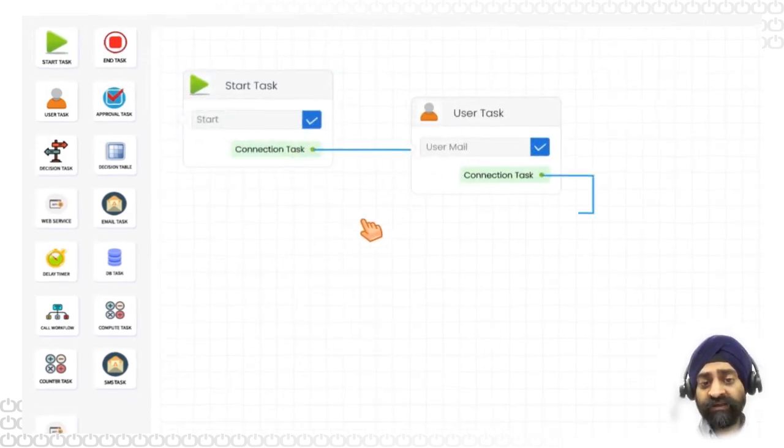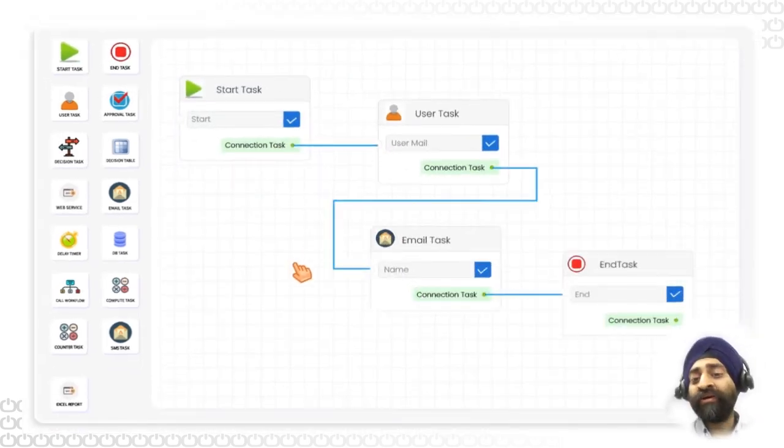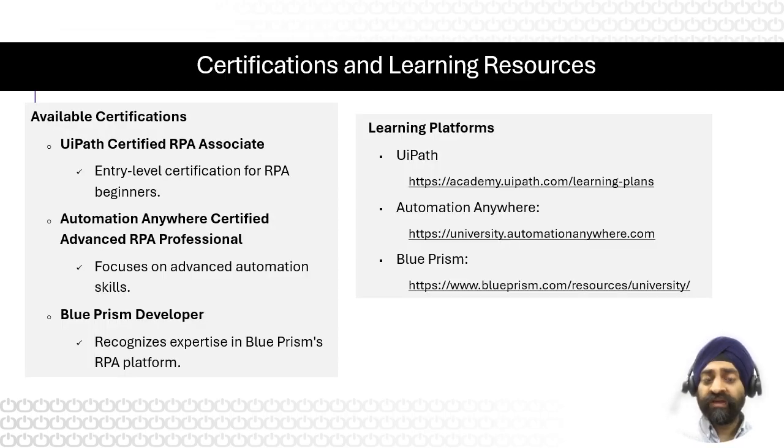Now let us look at one of the low code, no code environments. So here, if you look at it, we are doing a drag and drop. We started the task, then there are certain linkages which are created. In a similar way, you can automate the processes. It's not that difficult.